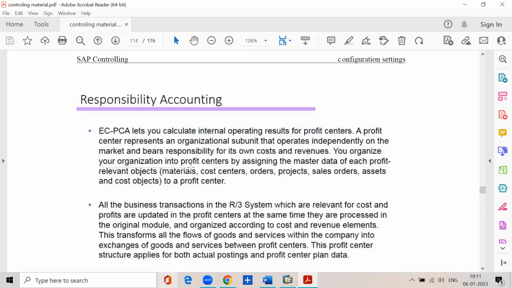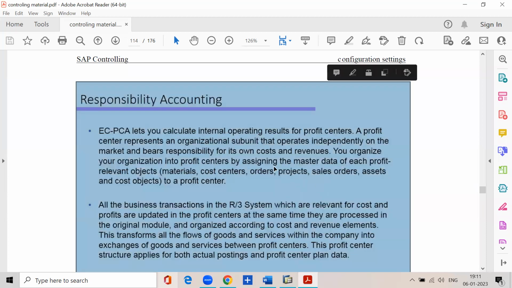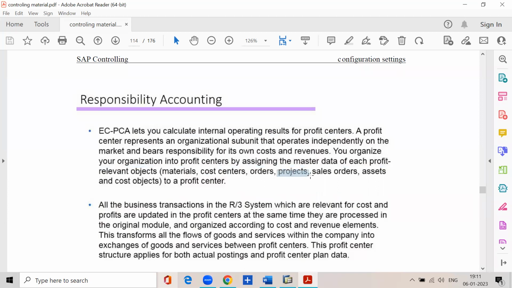You organize your organization into profit centers by assigning the profit center in the master data of relevant objects. See, a profit center can be assigned in the material master records. Then in cost center accounting, we can assign the profit center in the cost centers. Then in internal order accounting, we can assign the profit center in the internal order. Then in project systems, we can assign the profit center in the project master records. Again, in sales and distribution, we can assign the profit center in the sales order. Like that, in most of the controlling objects, we can assign the profit center.